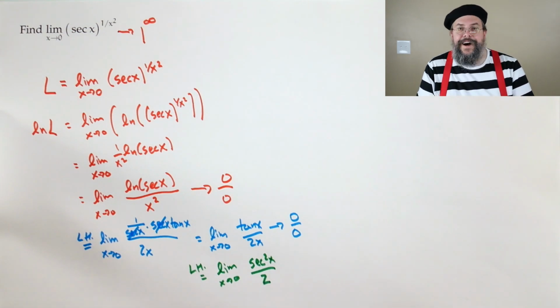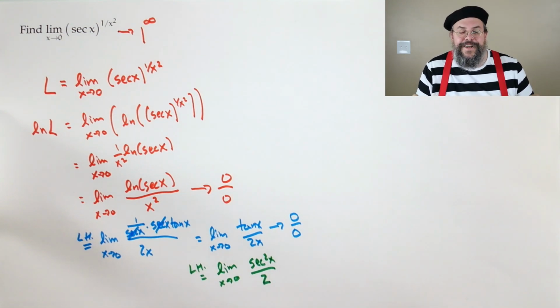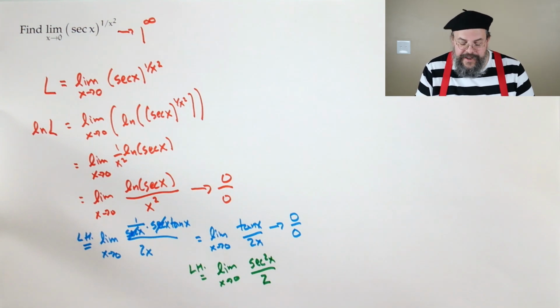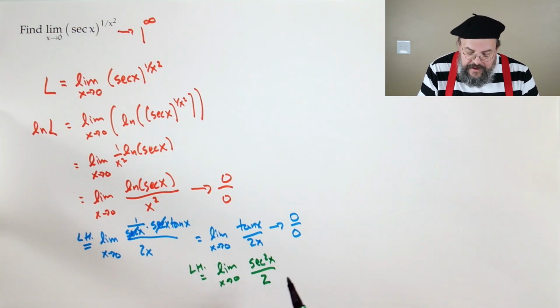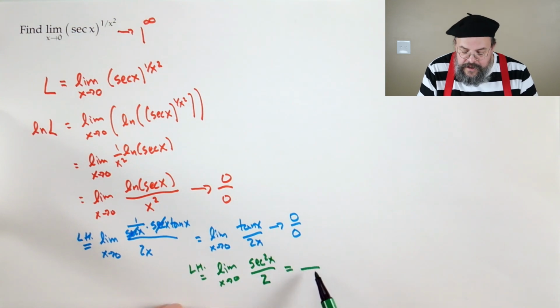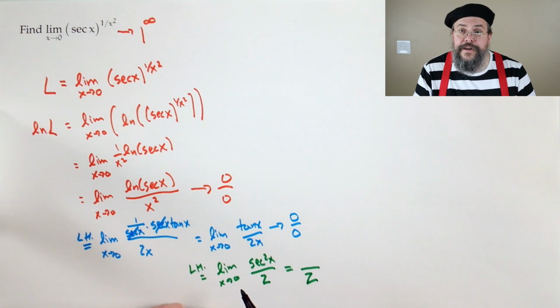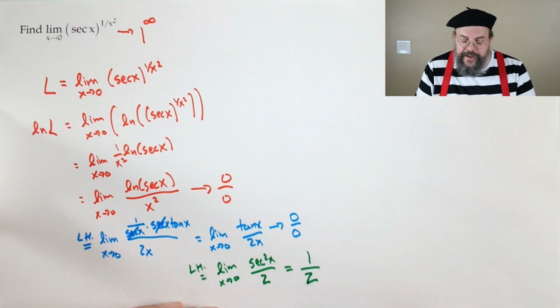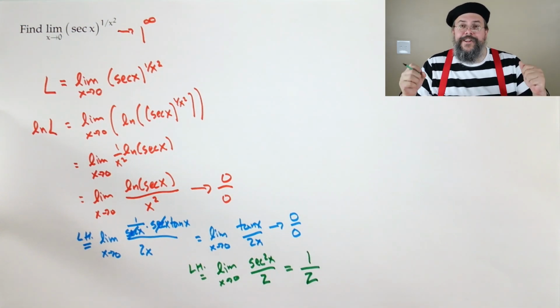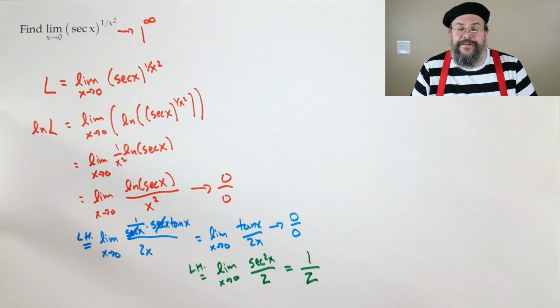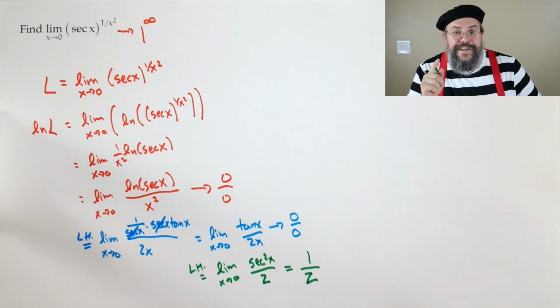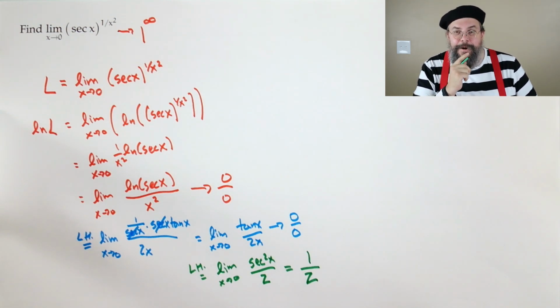And now we're like, game over. Good, right? Because whatever we get, that's got to be our answer, because there's nothing happening downstairs. It's going to be a 2 in the denominator. Well, secant of 0 is 1. So it's a half. And you're like, I never thought the answer was going to be a half. But is it a half? Be careful. Are we done?